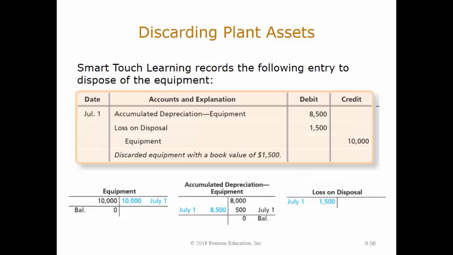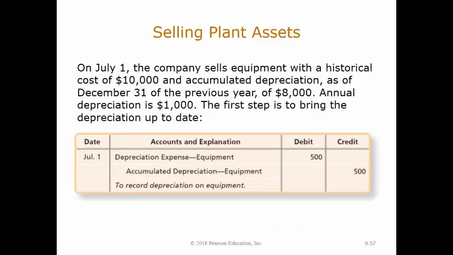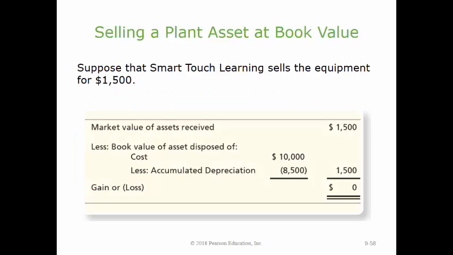The account loss on disposal will be used. This account has a normal debit balance and is reported in the other income and expenses section of the income statement, which includes gains and losses on the sale of plant assets. On July 1st, the company sells equipment with a historical cost of $10,000 and accumulated depreciation as of December 31st of the previous year of $8,000. Annual depreciation is $1,000. The first step is to bring the depreciation up to date by debiting depreciation expense and crediting accumulated depreciation equipment for $500.